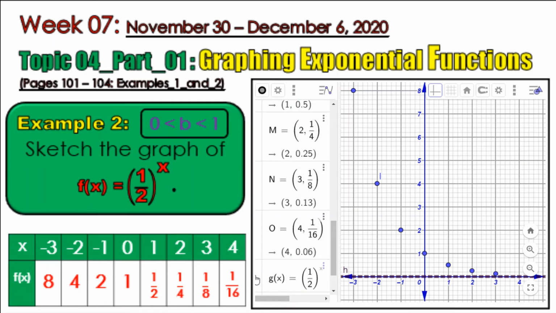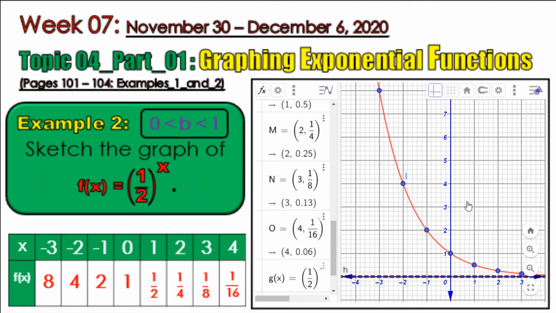And therefore we will be connecting this graph. Okay, so this is the graph of the function 1/2 raised to x.